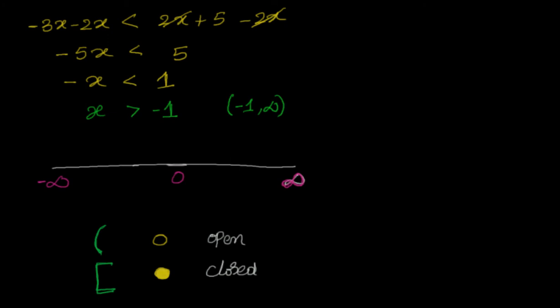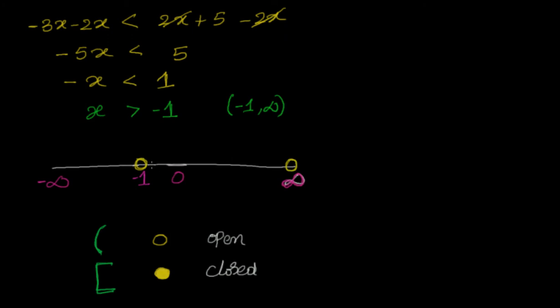Now let us see where is minus 1. So I have 0, and next to that somewhere I should have minus 1. Coming to the solution, I have to start from greater than minus 1, and it is an open interval, so I will not completely fill the circle, and I can go till infinity. So that is my solution.